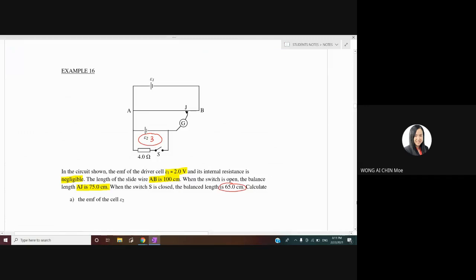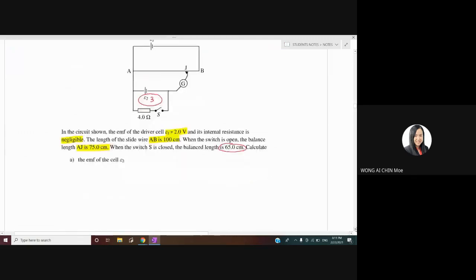Okay, so first, we find the EMF of the cell epsilon 2. We take the first loop, the second loop first. In this loop, we only have this diagram, because switch S is open. The circuit at the last row we can ignore because the switch is open and there's no current flowing through. So this one is 2 volt and this is the epsilon 2 that we want to find. Epsilon 1 is 2 volt.